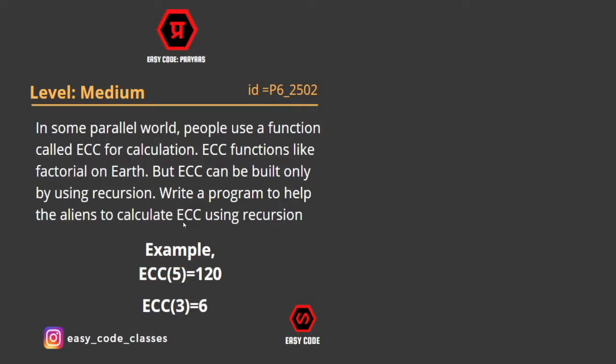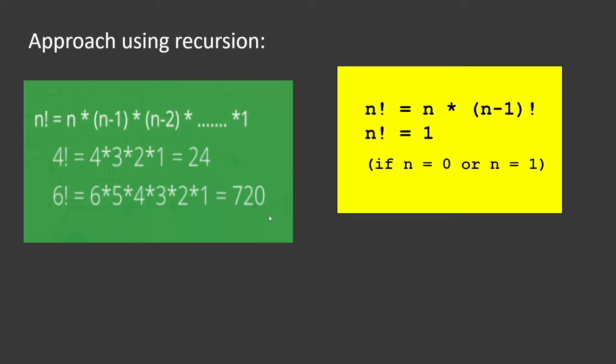We have to calculate ECC using recursion. That means we can write a function for factorial using recursion. Now the main question is, what is the meaning of factorial here? We will consider one example. Suppose for any given positive integer n, factorial is equal to the product of all the terms which are less than or equal to that given number.